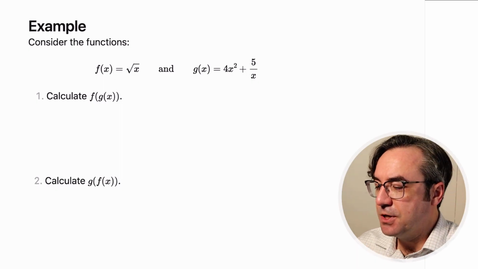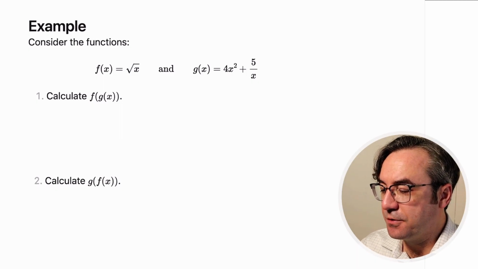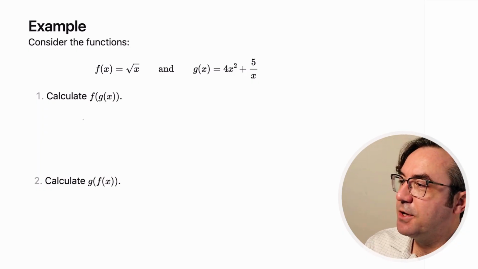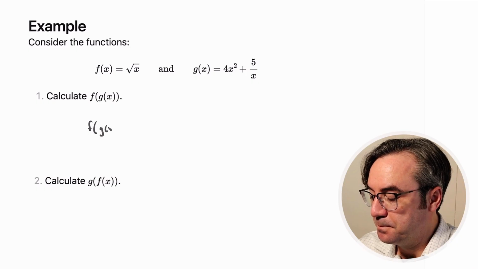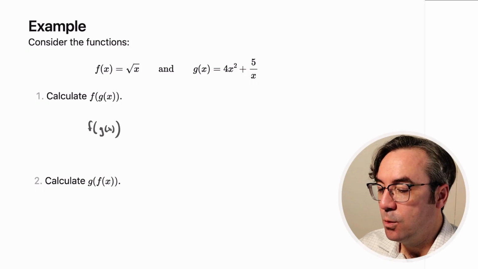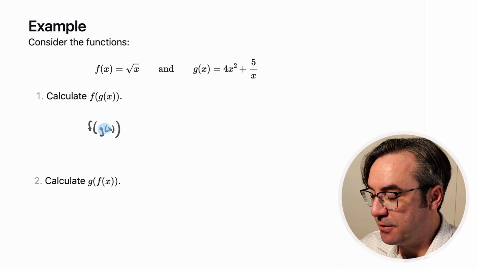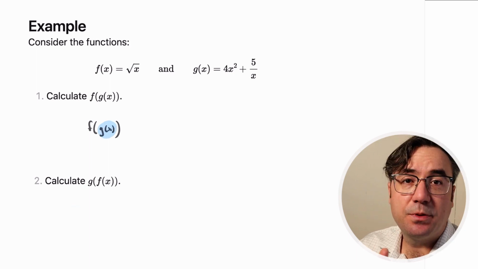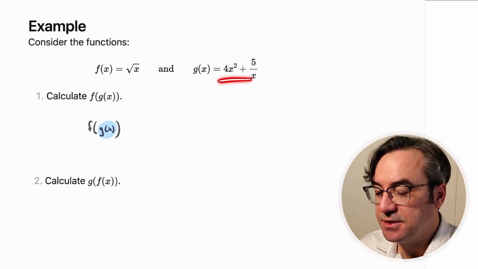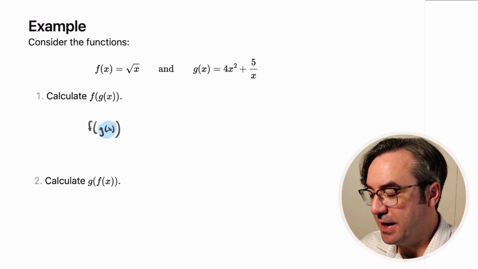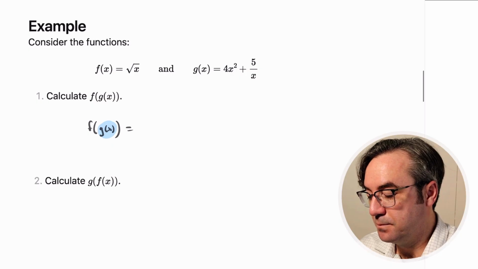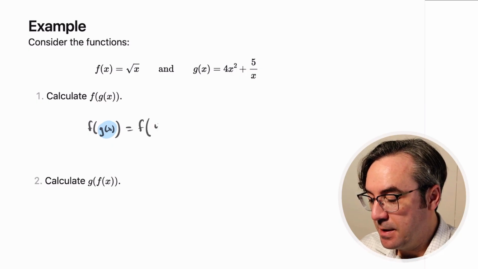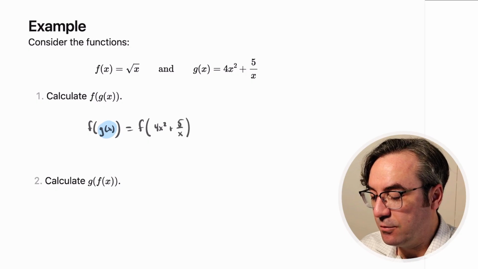All right, so let's start with the first one. We want to calculate f of g of x. Okay, well, let's start with that inner function. So let's replace that inner function. What do we know g of x is? It's this whole thing. So let's fill that in. So we've still got our f, and then we've got our 4x squared plus 5 over x.